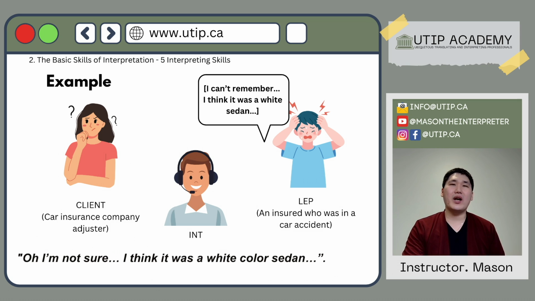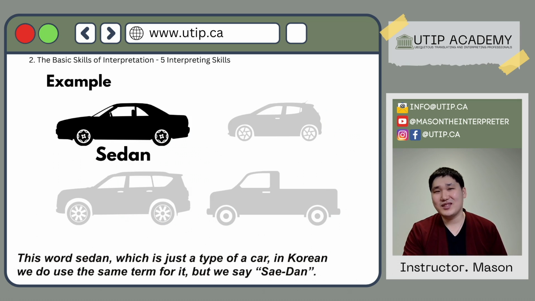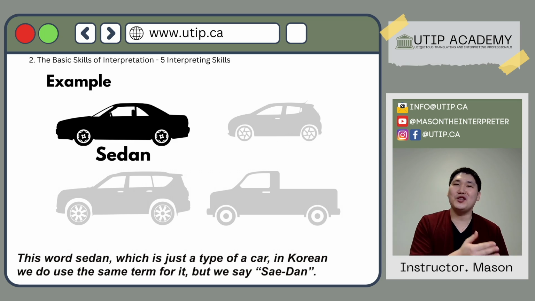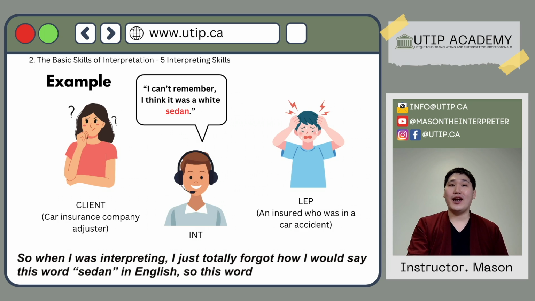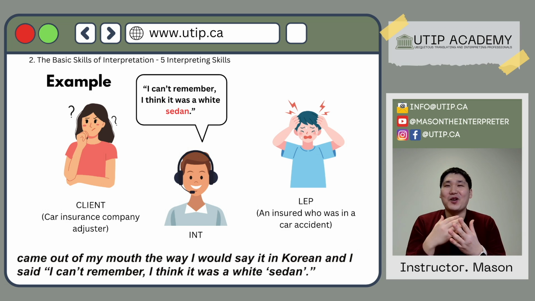I think it was a white color sedan. This word sedan, which is just a type of car. In Korean, we do use the same term for it, but we say sedan. So when I was interpreting, I just totally forgot how I would say this word sedan in English. So this word came out of my mouth the way I would say it in Korean, and I said, I can't remember. I think it was a white sedan.